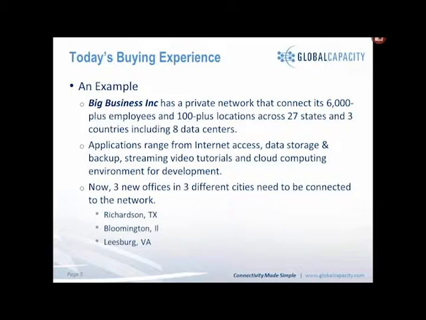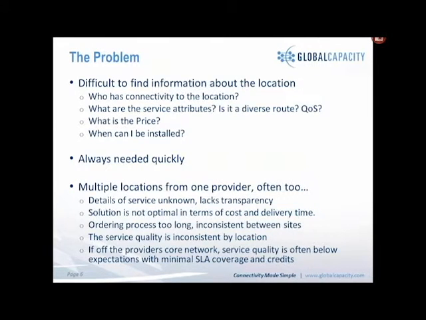This particular company could be using internet access at some locations, data storage and backup across the locations, streaming video tutorials, and cloud computing for their development environment. So a pretty broad range, but something to think about as they look to bring in 3 new locations in Texas, Illinois, and Virginia. It really becomes, where do I start first? And the first piece of that question is, first I need to figure out who's connected to those locations. That's the very first starting point. I can start with my existing supplier and understand if they're connected to those locations.